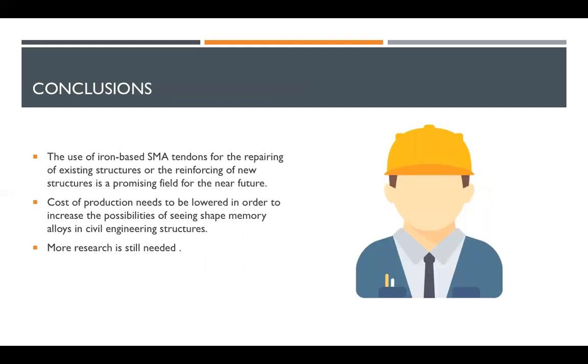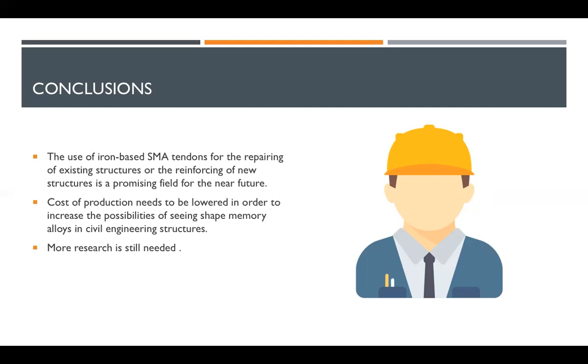After the presentation, we can conclude that the use of iron-based shape memory tendons for the repairing of existing structures or the reinforcing of new structures is a promising field for the near future. Such iron-based shape memory tendons have several advantages, and another thing is that the cost of production needs to be lowered in order to increase the possibilities of seeing shape memory alloys in civil engineering structures.